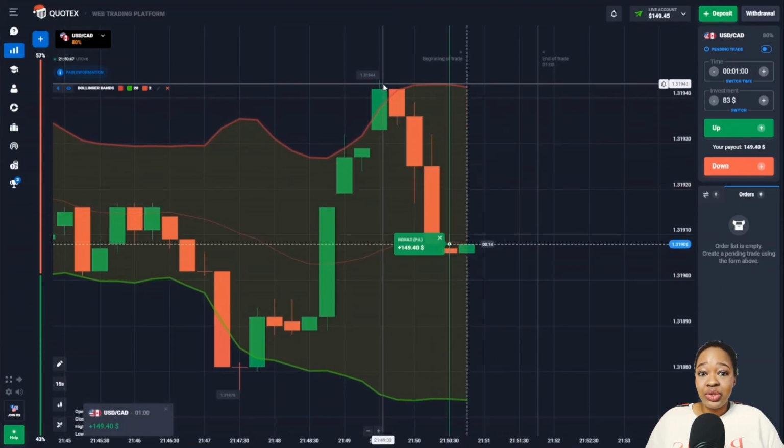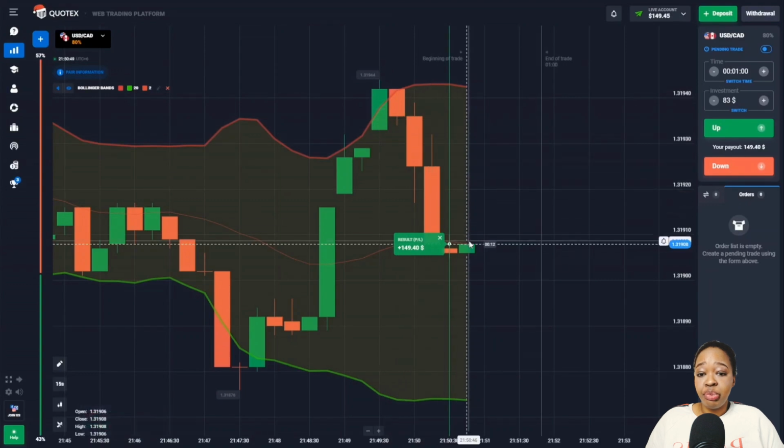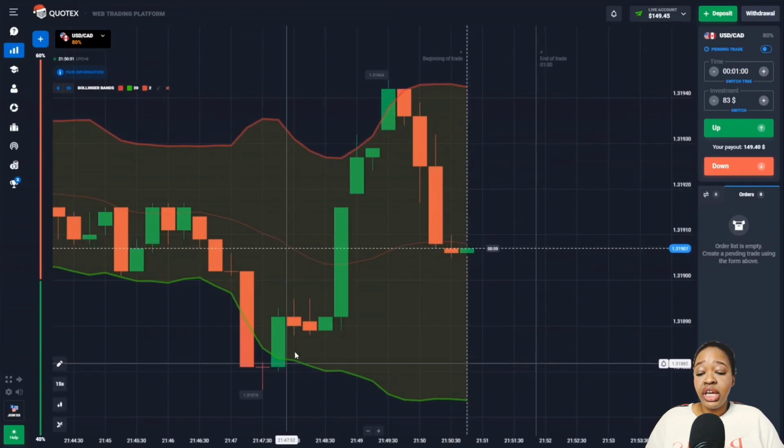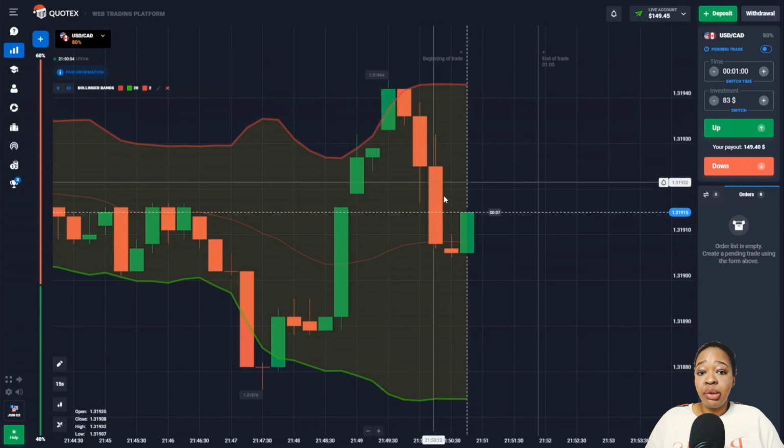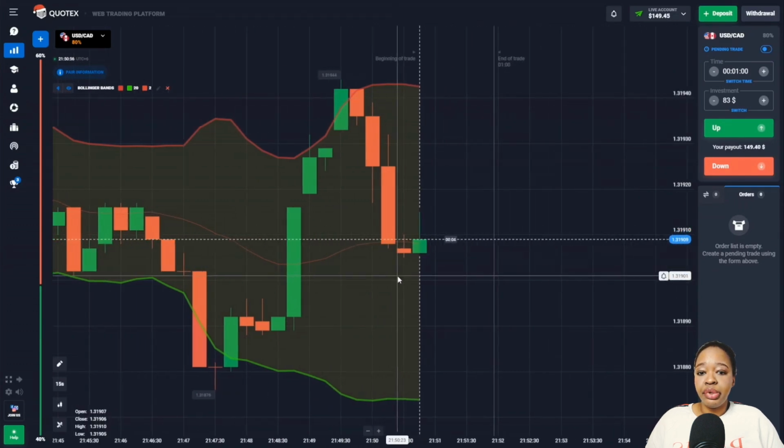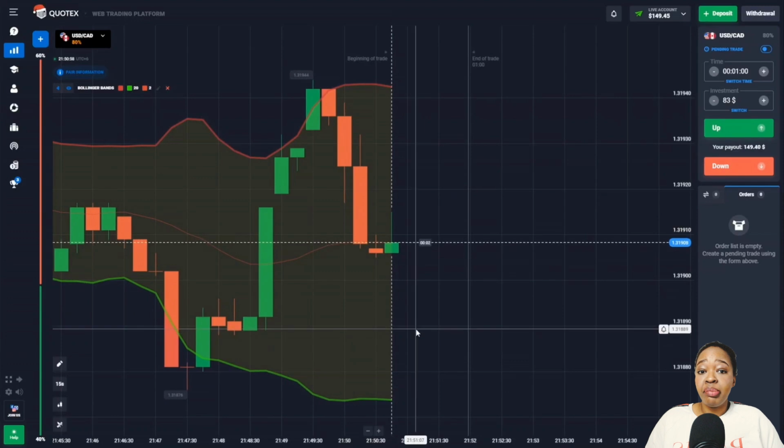So this is quite awesome. You can see that from the moment of our entry point, the chart formed exclusively red candlesticks, and thus I was able to close this trade quite profitably, and I'm very glad. So let me find my next entry point.